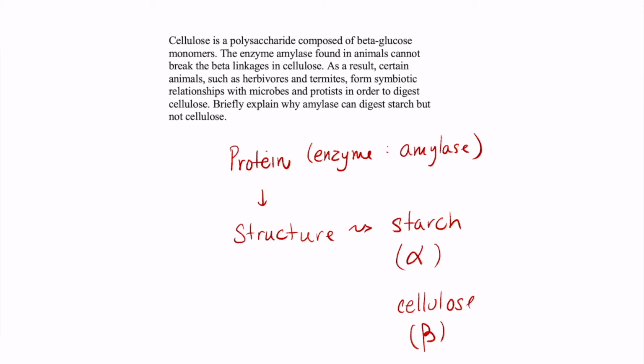If you look at the picture of the alpha glucose versus beta glucose polymers, you'll notice how the hydroxyl groups are not in the same place between these two molecules. And as a result, amylase is only going to be able to interact with one, but not the other. Okay, so simple enough. Let's take a look at another one, shall we?